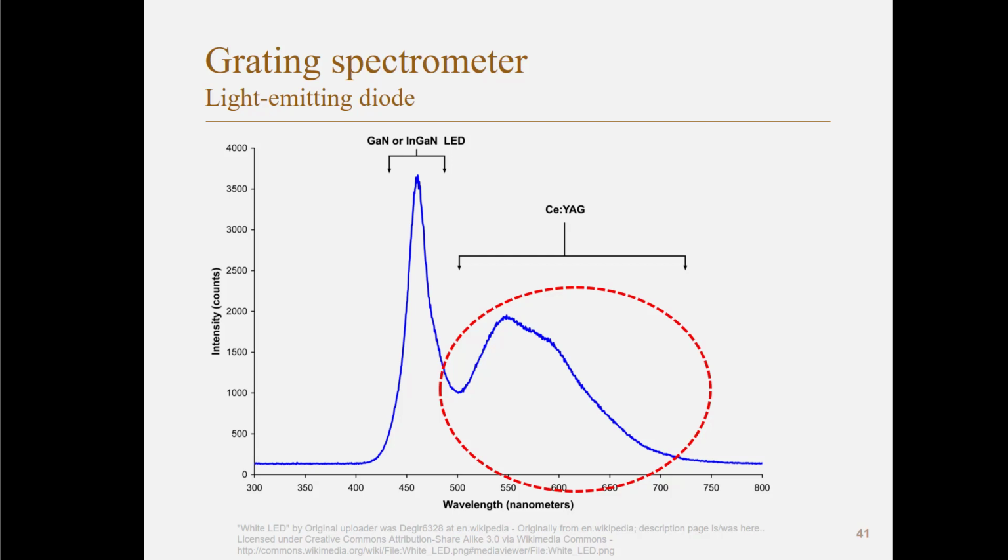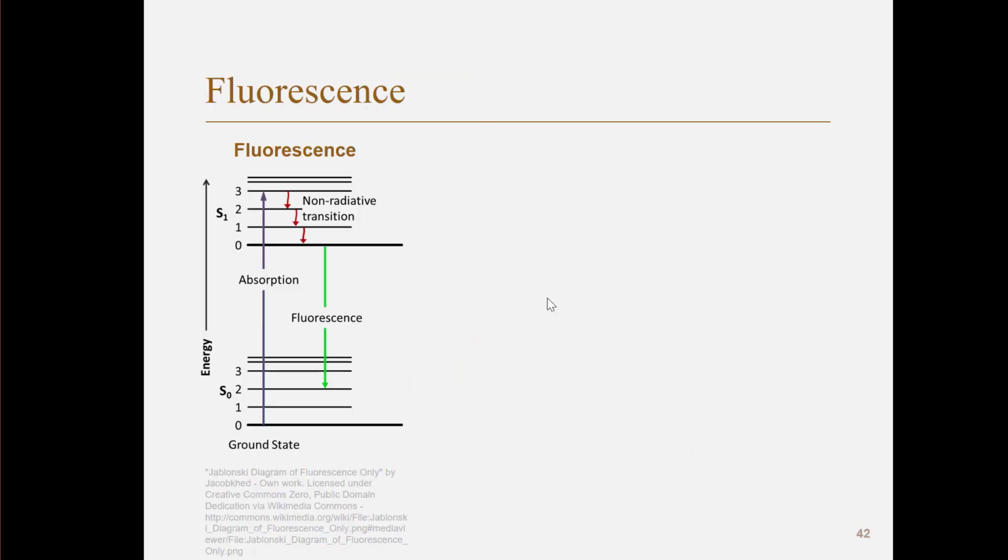The light in this part does not come directly from the light emitting diode. It actually comes from cerium doped YAG, and YAG is Y3Al5O12. That's a crystal, and this is a powder which lies on the outside of the gallium nitride or indium gallium nitride LED. So let's look a little bit at the process which happens inside this powder.